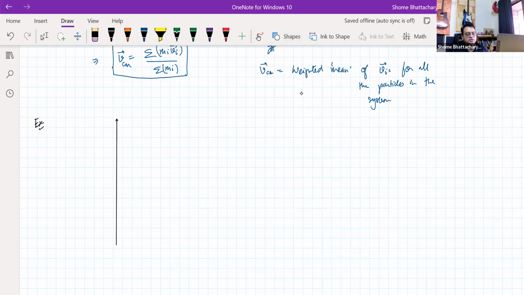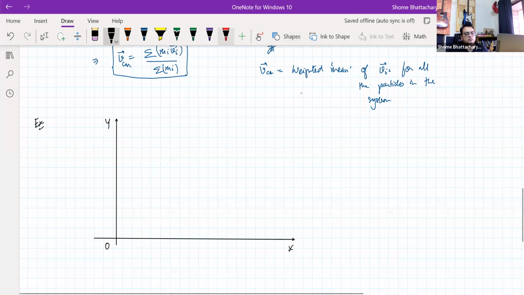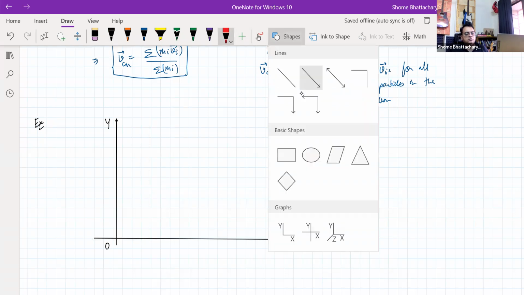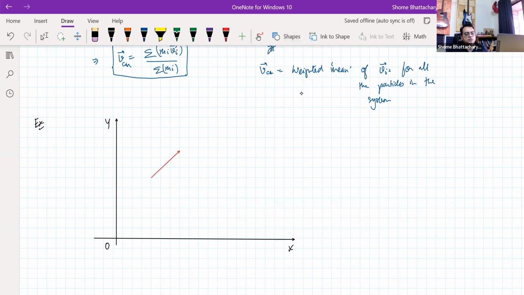So we have a two-dimensional system like this, in which we have three different particles. So this is our XY plane. Now let's say there is one particle which is moving like this. This is particle E, which is moving at a velocity of 15 meters per second.